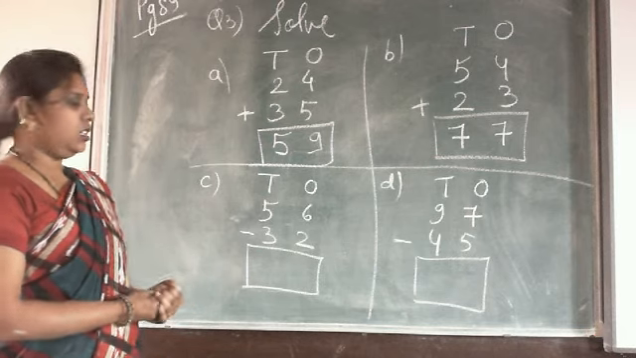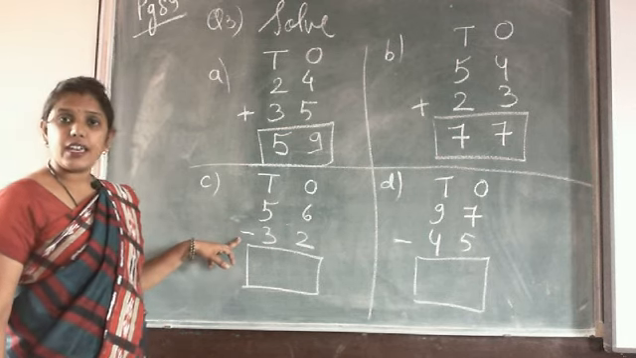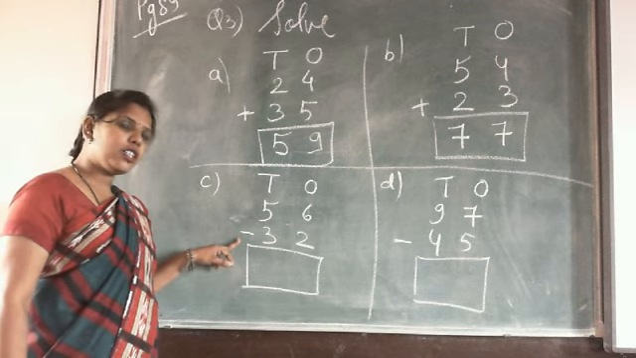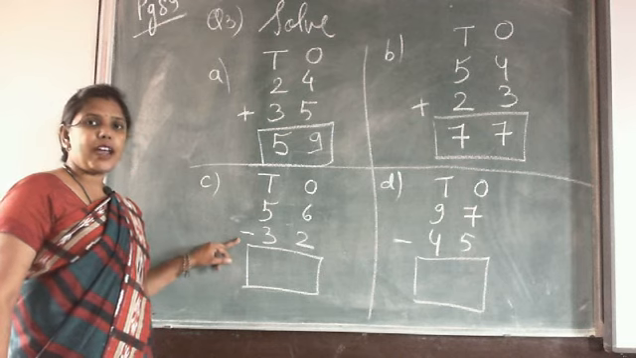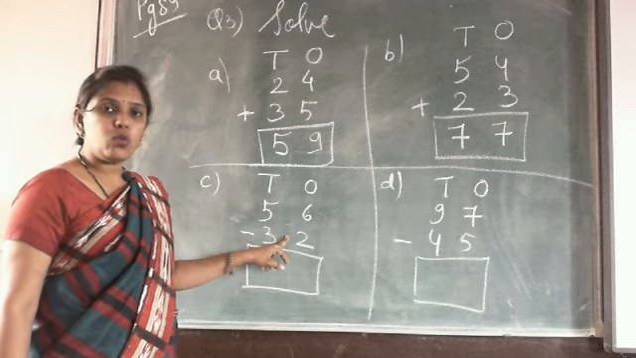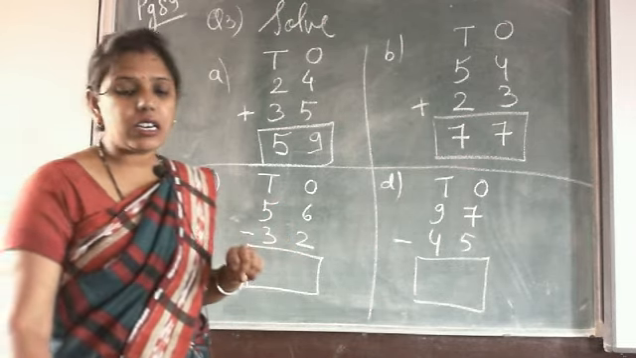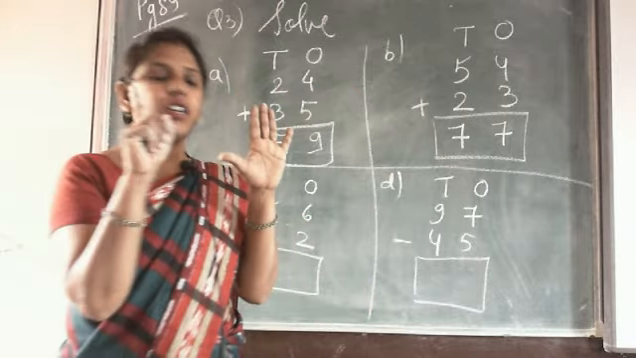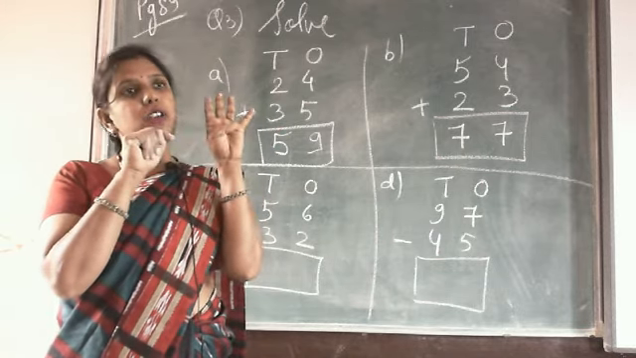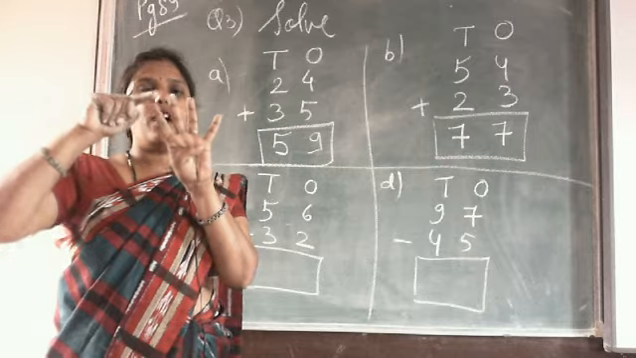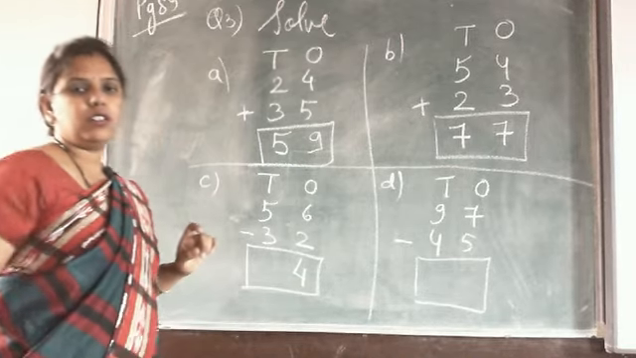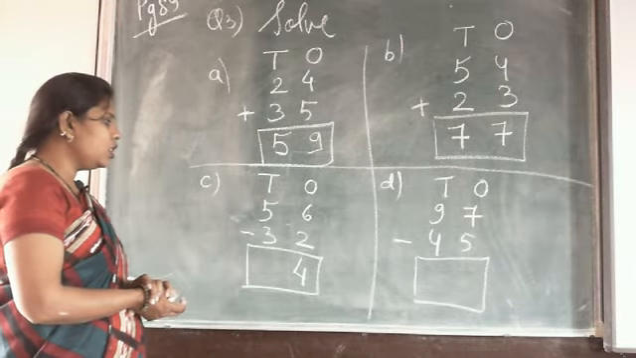Now the next question, C. Now identify the sign. What is the sign here? The sign of subtraction. So first we will subtract the digits given at ones place. Ones place digit is 6 and 2. So 6 minus 2: take out 6 fingers. I have taken my 6 fingers. Now how many fingers do you have to close? 2 fingers. So close 2 fingers. Now count the remaining fingers. 1, 2, 3, 4. So 6 minus 2 is 4.